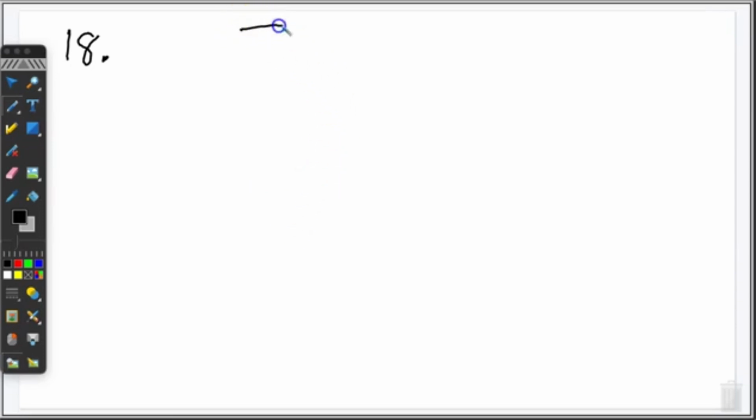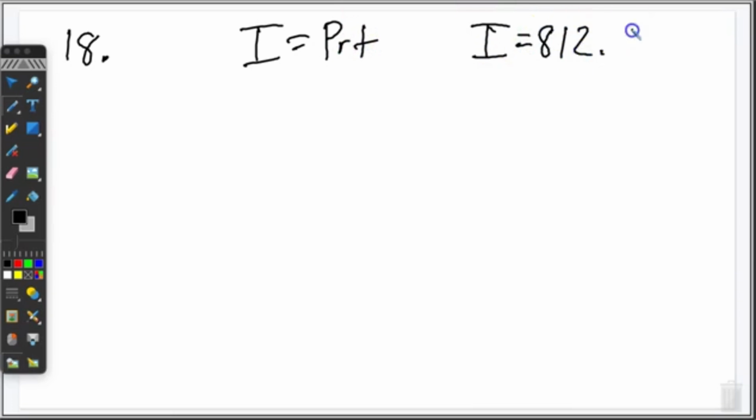So we're doing simple interest. We all know the formula is I equals PRT. So the I equals $812.50, because that's saying the total amount of interest after 20 years will be this amount. We do not know the P. That's a question mark. We know the R is 1.25%.